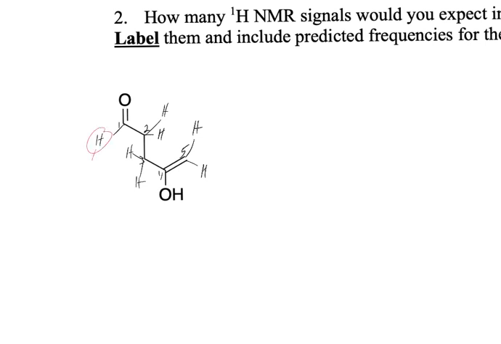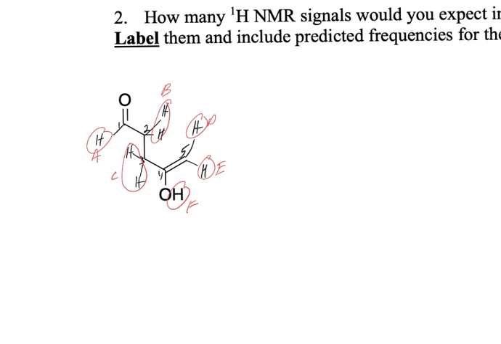So 1, that'd be A. 2, B. C. D. E. And F. Now remember, D and E are different because they can't rotate about the pi bond between 4 and 5. So E is always cis to the OH. So those are always on the same side. So these actually end up being different. Also, hopefully that makes some sense.